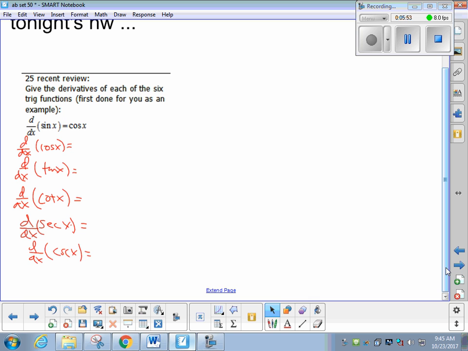Okay, cosine's derivative, what is it? Tangent's derivative, what is it? Cotangent's derivative. Negative cosecant squared. Secant's derivative. Secant tangent. Cosecant's derivative. Negative cosecant cotangent. Now, surely you could develop those if you had to on a test, but boy, would that be a time. It's better to have them down cold.